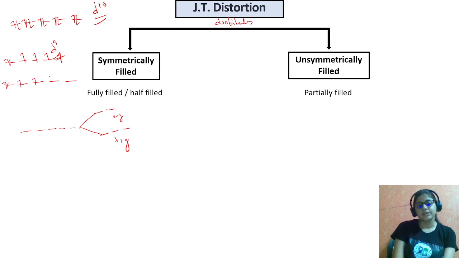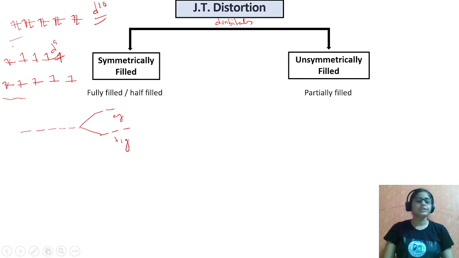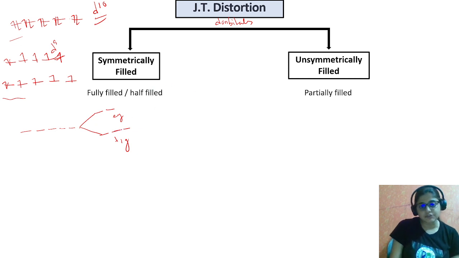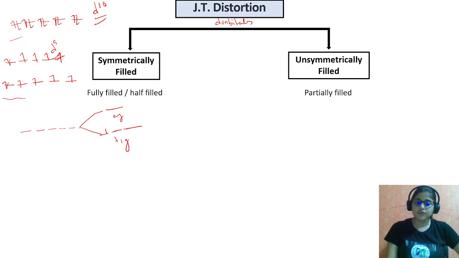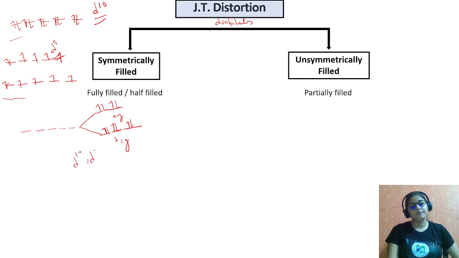1, 2, 3, 4, 5. Every d orbital has 1 electron, so we can't differentiate between them. Then we will call it symmetrically filled. When we consider the t2g and eg separation, that time also 1, 2, 3, 4, 5, this is half filled, and this is the fully filled case. So in the case of fully filled or half filled, this is d10 and d5 I said.